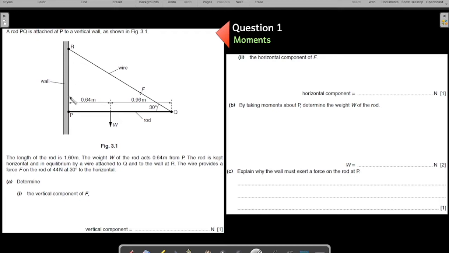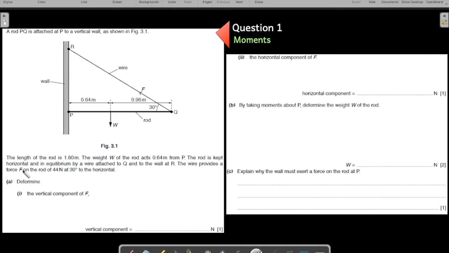A rod PQ is attached at P to a vertical wall as shown in this figure. The length of the rod is 1.6 meters. The entire length is given to you. The weight W of the rod acts at 0.64 meters from P. The rod is kept horizontal and in equilibrium by a wire attached to Q and to the wall at R. So this is your rod. There is a wire which is tied to the end Q and it is fixed with the wall. That's why the rod is hanging perfectly horizontal. The situation is not so complex to understand and visualize.